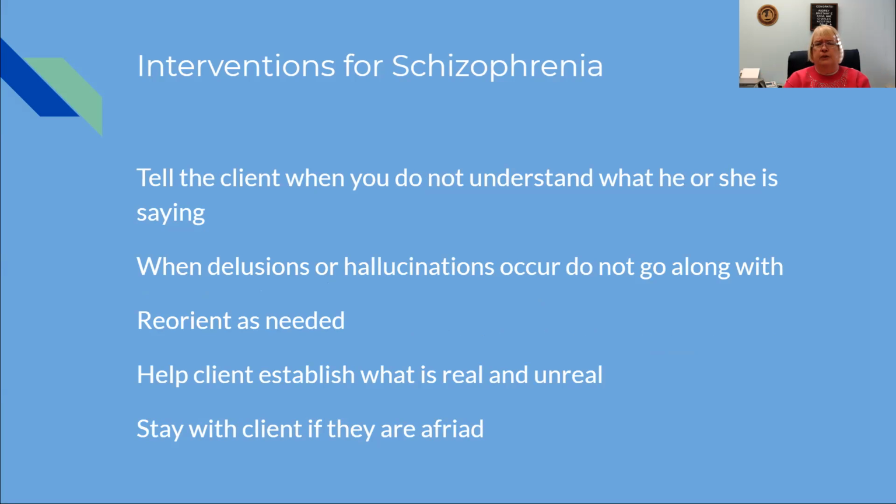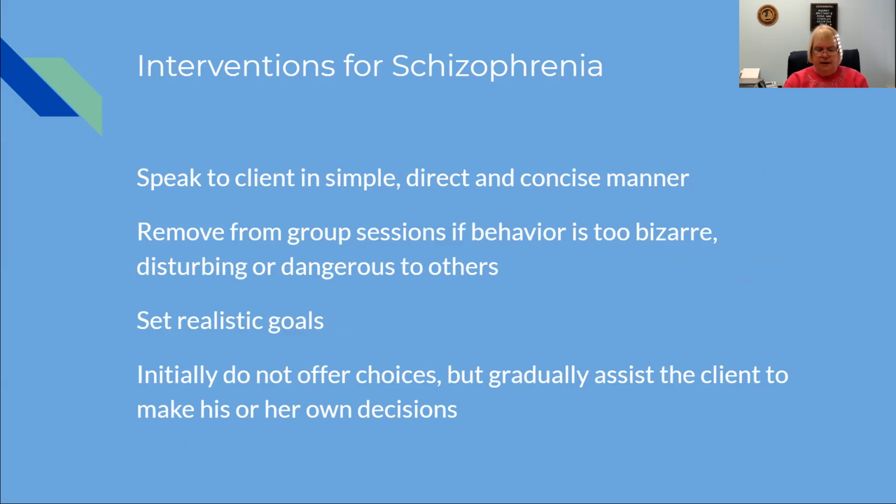When the delusions or hallucinations occur, don't go along with them. Reorient them as needed. Help the client to establish what's real and what's not real. And stay with the client if they're afraid. Remember, we said we were going to encourage them to talk about their feelings. I'm going to speak to the client in a simple, direct, and concise manner. I'm going to remove them from the group if their behavior is too bizarre, if it's disturbing, or if it's dangerous to someone. I'm going to set realistic goals for these clients.